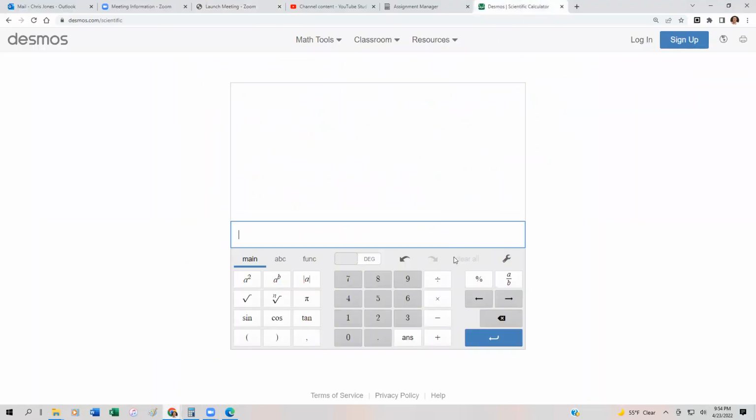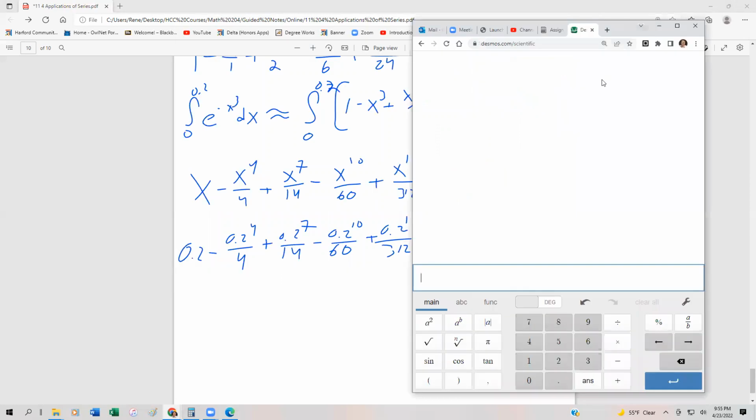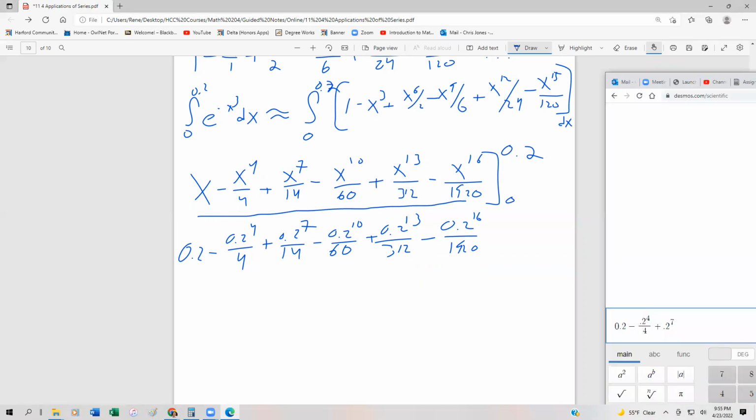All right, so let me clear this out, and I'm going to just minimize this a little bit. So 0.2 minus 0.2 to the 4th over 4 plus 0.2 to the 7th. It should be to the 8th, excuse me, this last term. I think I might have forgotten to integrate some of these. Oh, no, I didn't. I'm sorry. I was looking up here and I thought I didn't integrate these terms. So we're good. All right, so going back here.